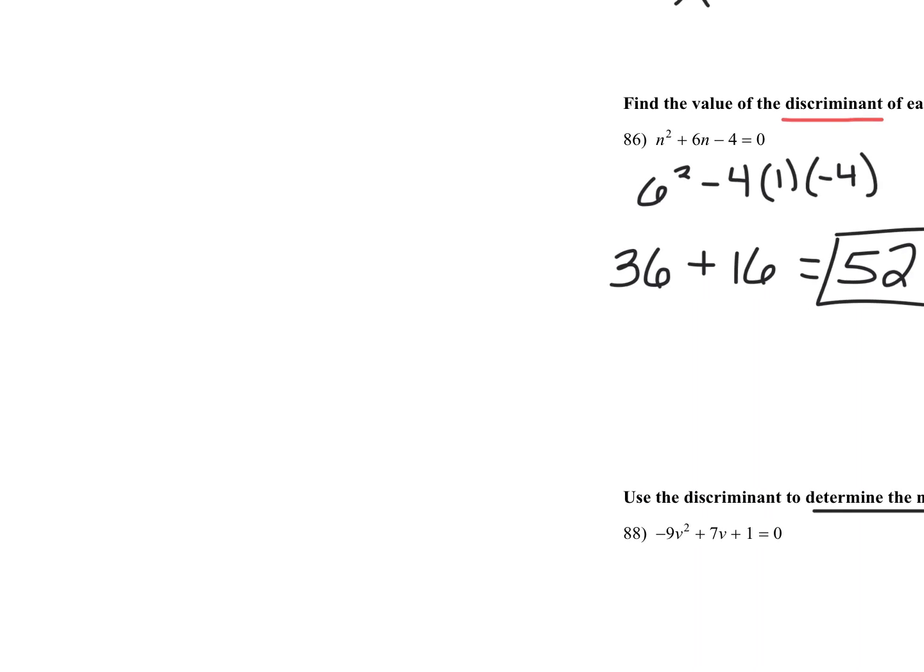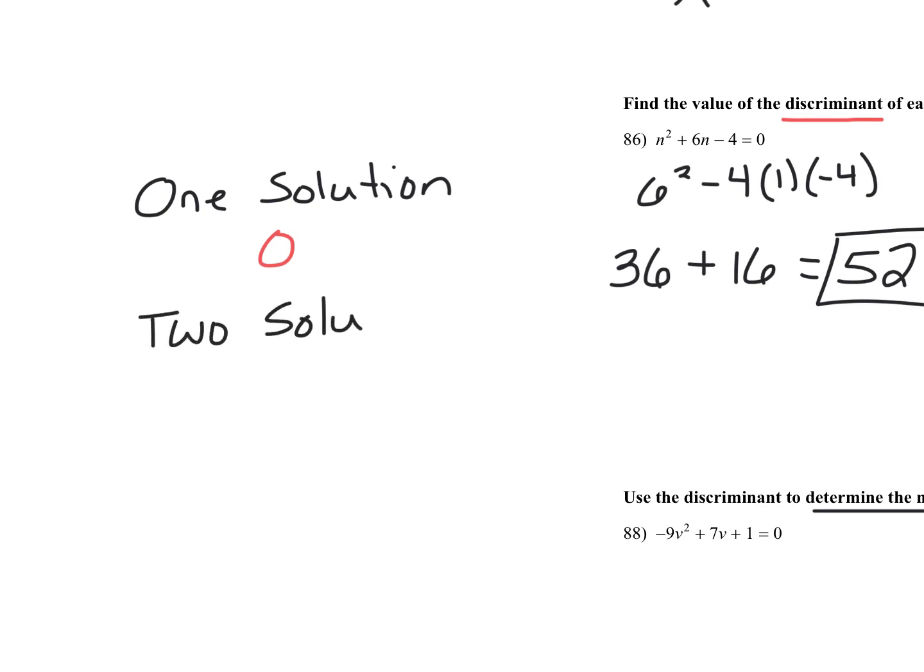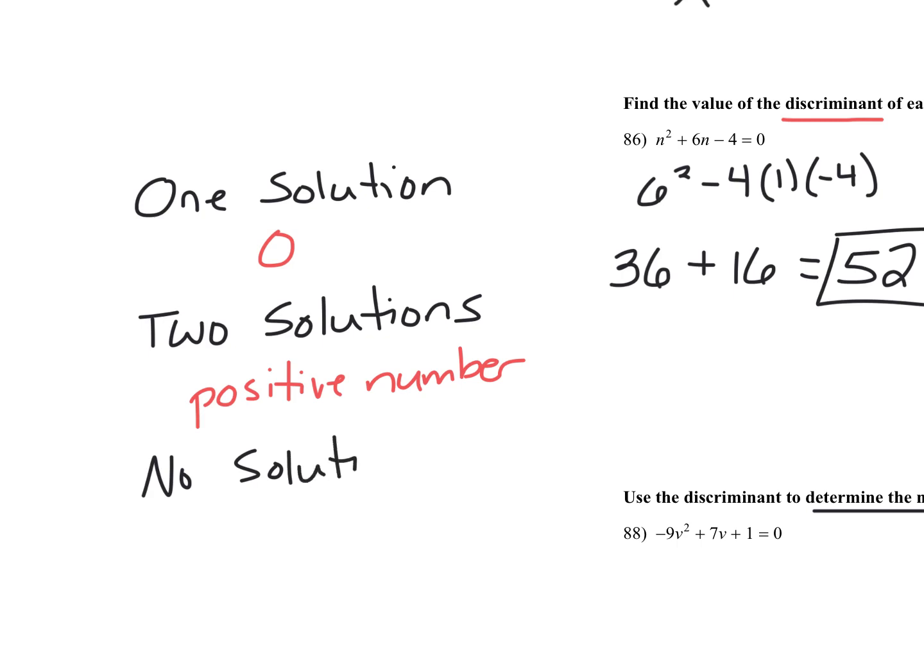The one solution is 0. 1 solution is when we have 0. Two solutions, 2 positive. Yep. 2 solutions. That's when we have a positive number. Any positive number. And then a no solution is when we have a negative number.